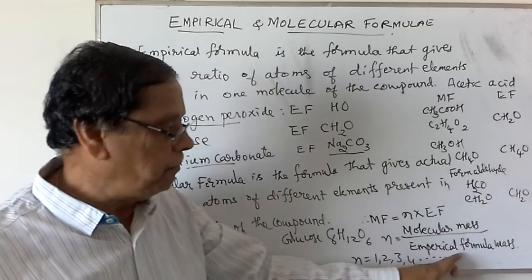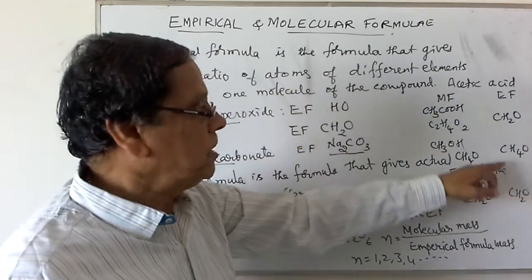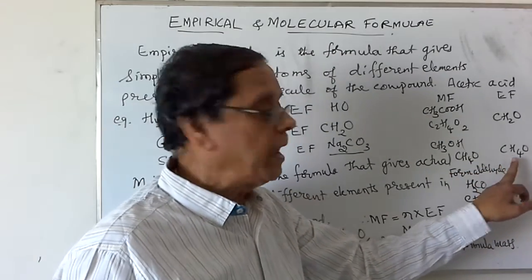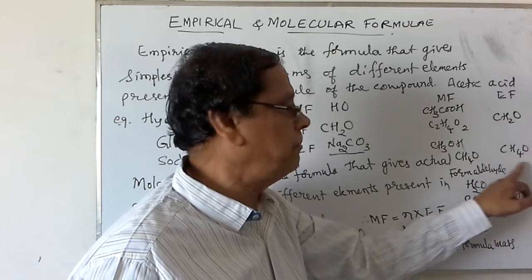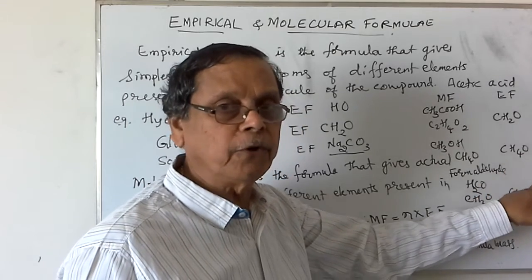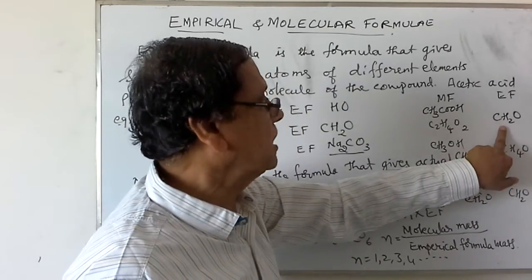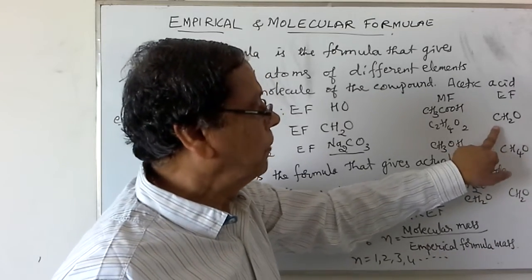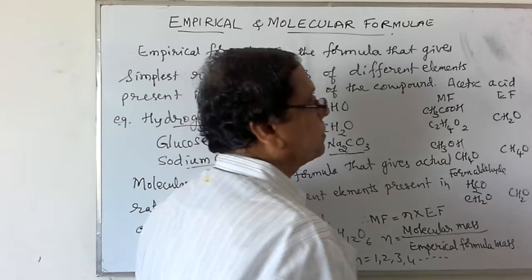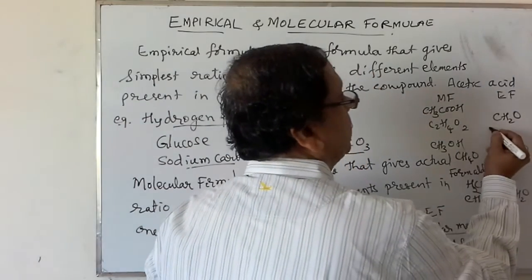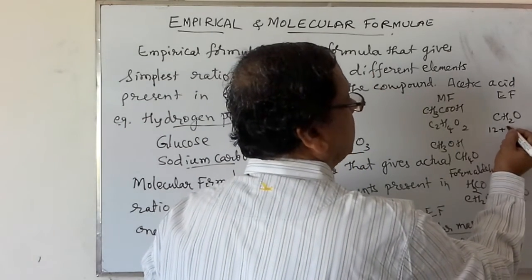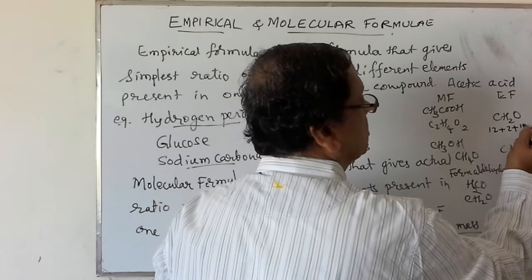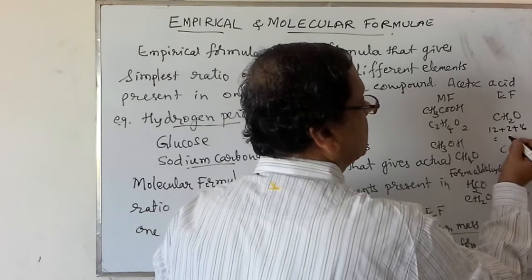So to calculate the empirical formula mass, once you calculate the empirical formula, add the atomic masses of all the elements present in this empirical formula. For example, in case of acetic acid, empirical formula mass will be equal to, for carbon it is 12, for hydrogen it is 2, for oxygen it is 16. So it is 14 plus 16, it is 30.